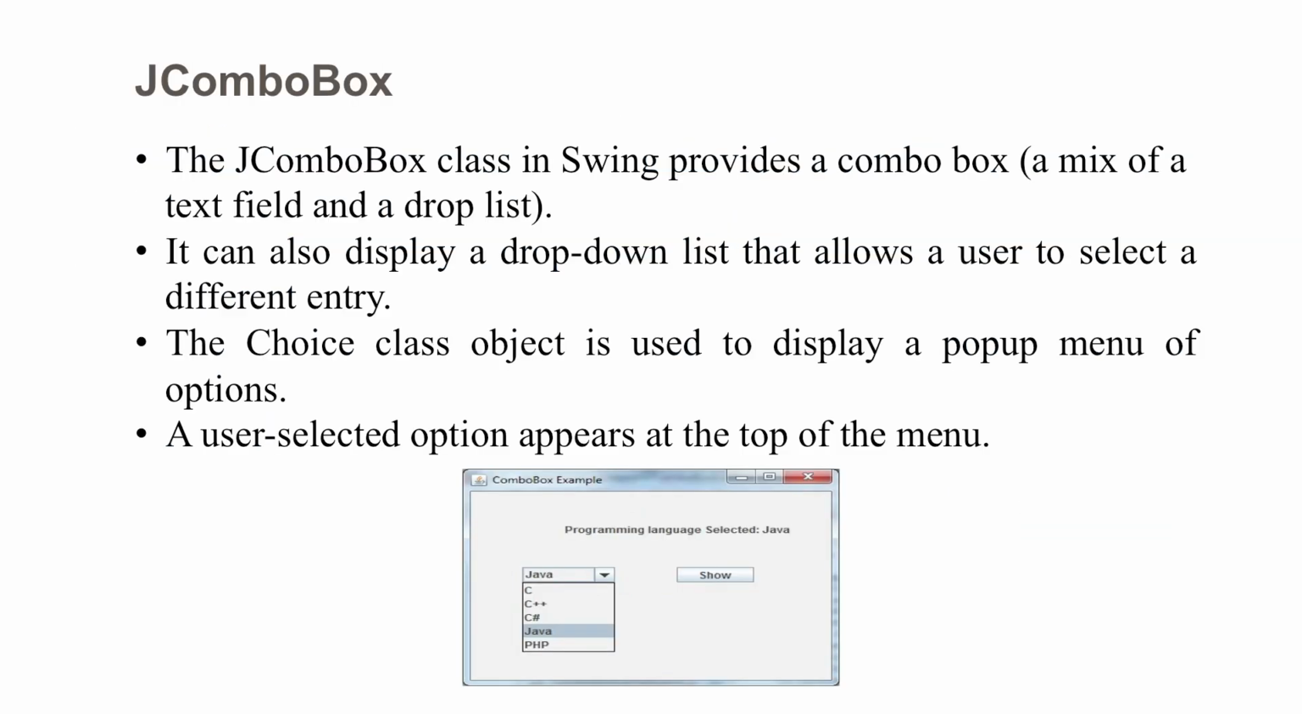Next is the combo box, which is a combination of a text field as well as a drop-down list, and this creates a combo box. Combo box means we have a drop-down list as well as a text. Now we can use it for different data entry. Here it displays a pop-up menu option. While we select the group, it will display a number of choices over there.